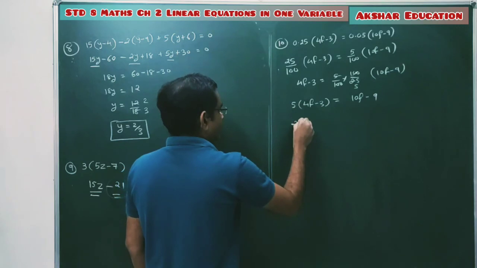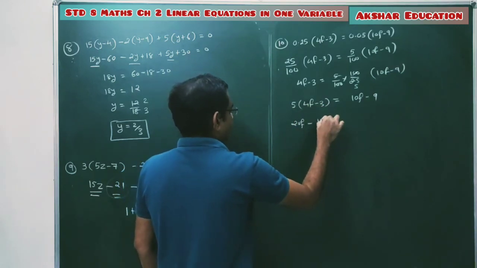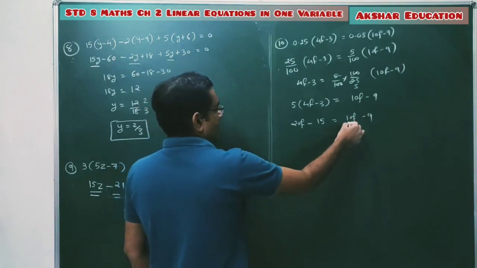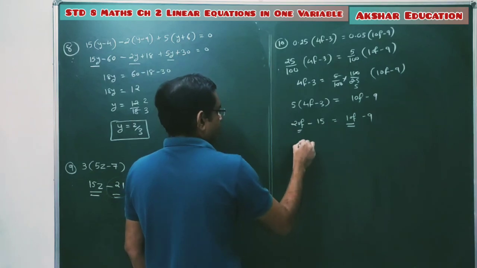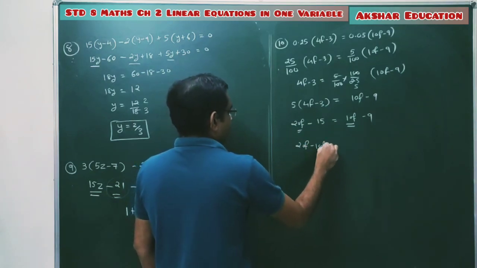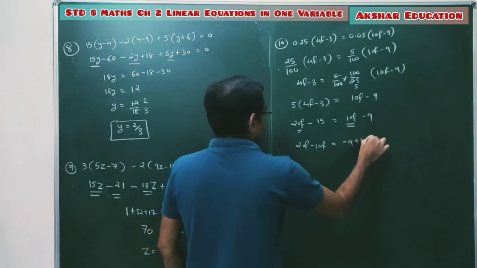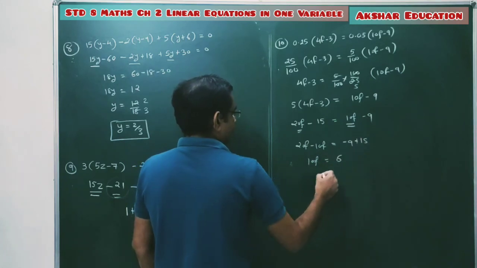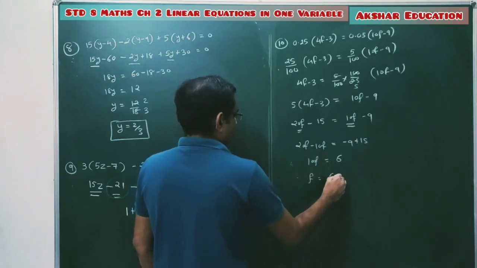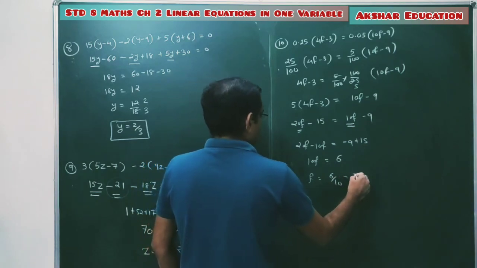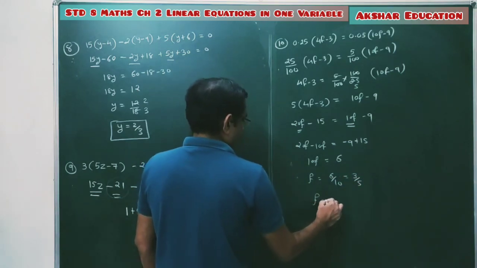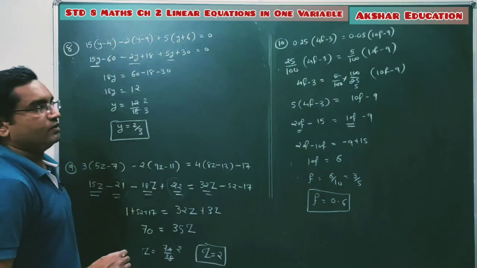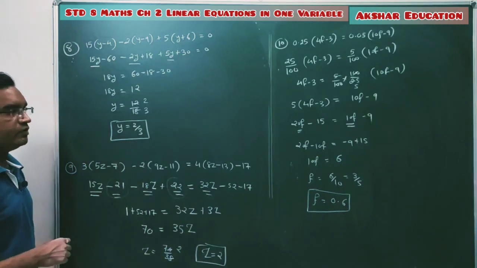So 4 5s are 20f minus 5 3s are 15 equal to 10f minus 9. Now taking this 10f and 20f on the same side, so 20f minus 10f equal to minus 9 plus 15. So this will be 10f, 15 minus 9, which is 6. So our f is 6 by 10, that is nothing but 3 by 5, or you can write f as 0.6. So this is your exercise number 2.5. So pause the video and note it down.